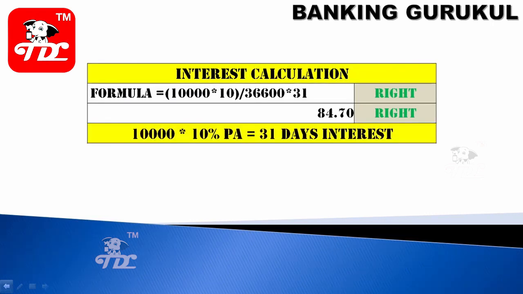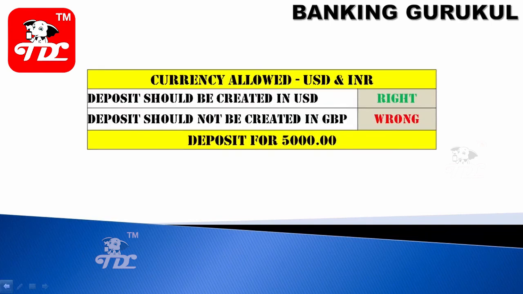Interest calculation. While calculating interest, you have to say what the amount is, what the percentage per annum is, and the number of days you are calculating interest for. For example, 10,000 rupees at 10%, in a leap year of 366 days, calculating interest for 31 days. You have to use the perfect calculation, and if the customer says 2 decimals, then interest should be calculated to 2 decimals, and the same interest should be credited to the customer's operative account.